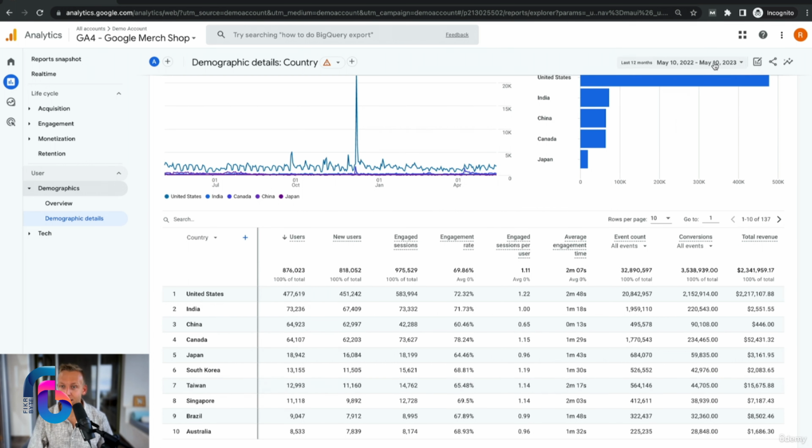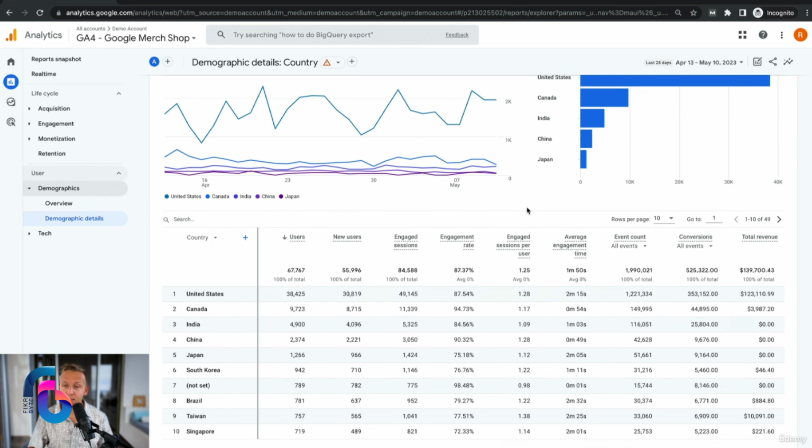Now, putting it back to 28 days, this means that usually you're going to be reading your data for the 28 days, and usually that's going to be fine depending on the data you're looking at, but you do want to make sure that you take a step back and look at the bigger picture.